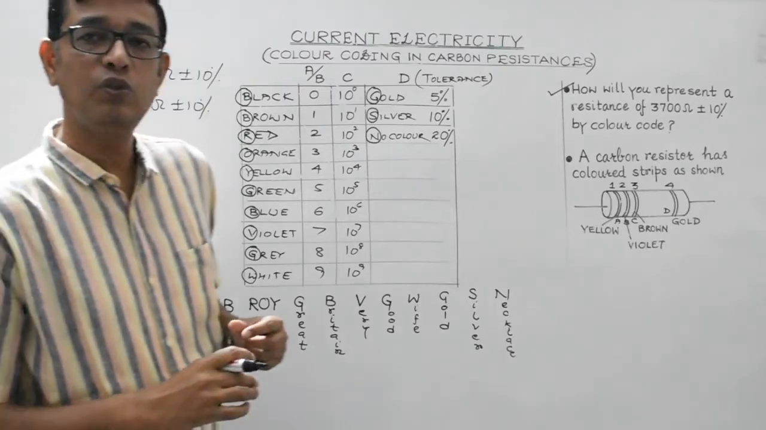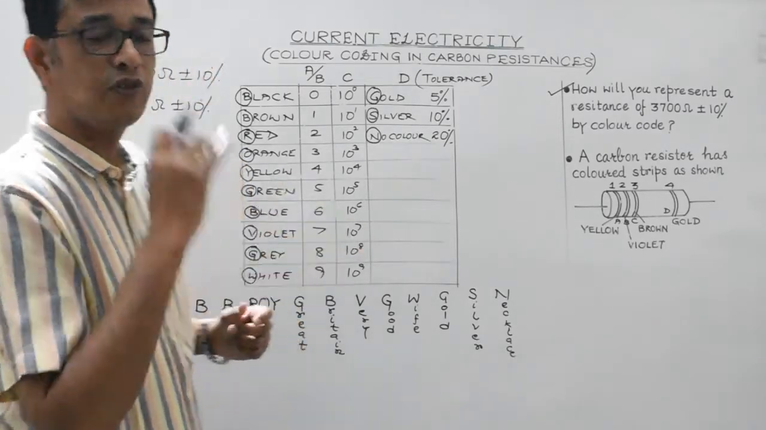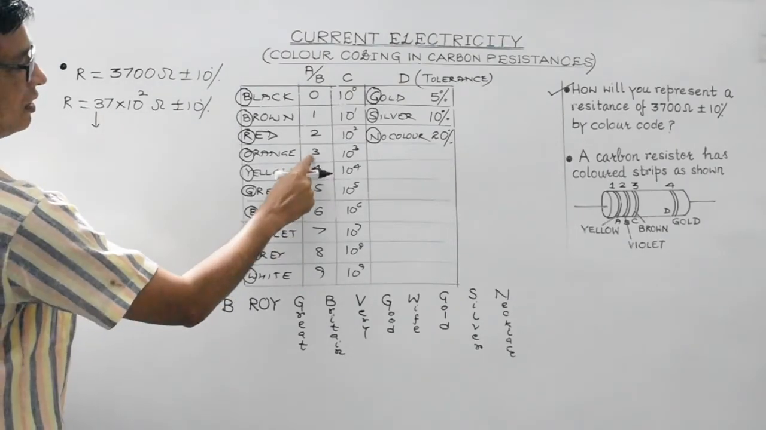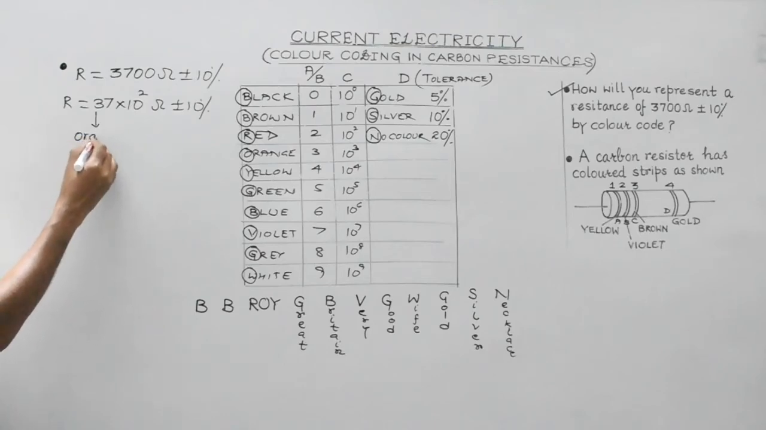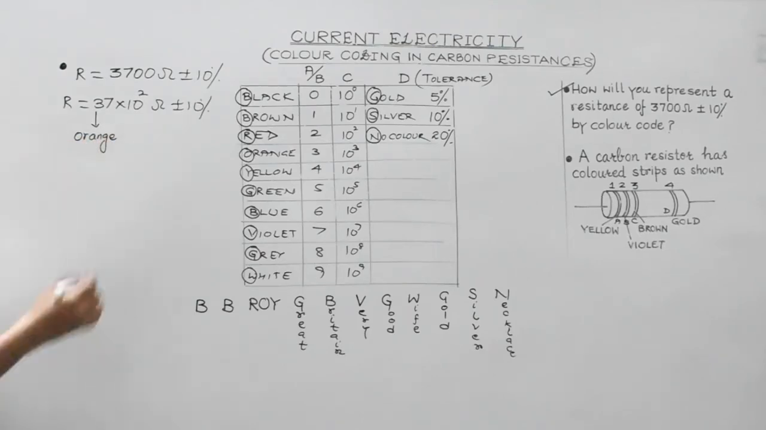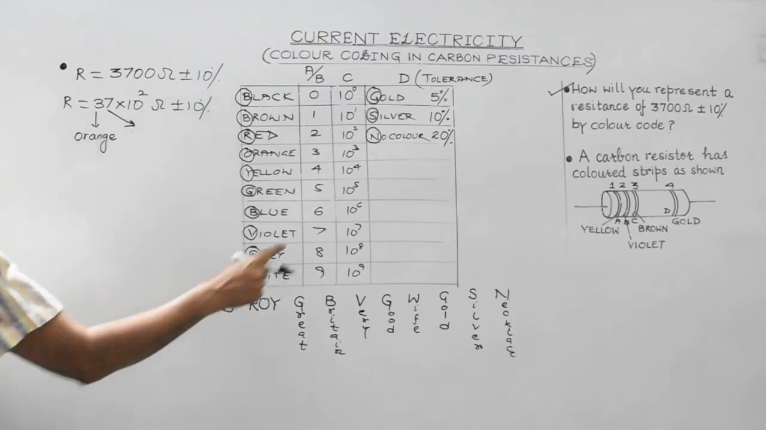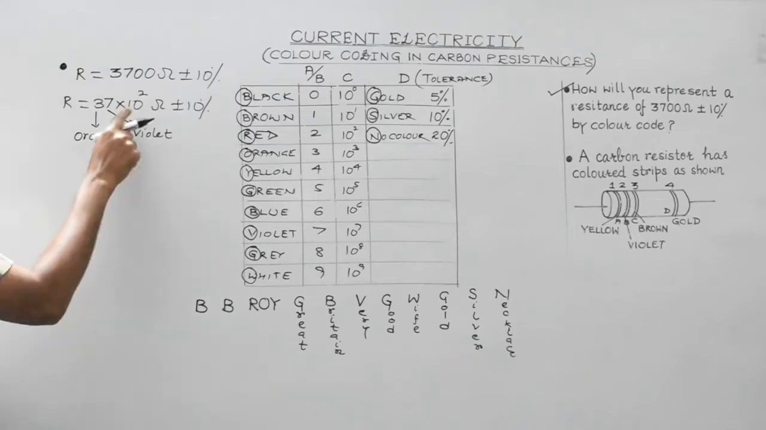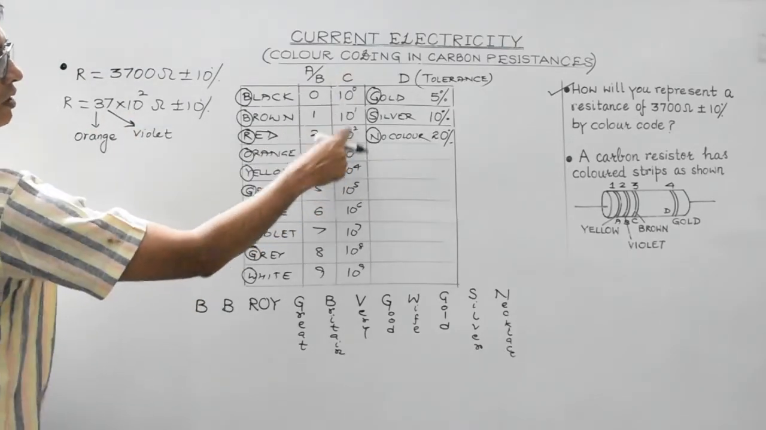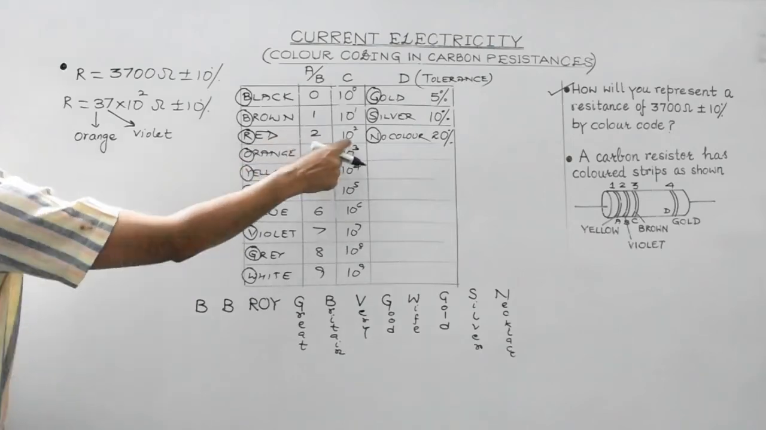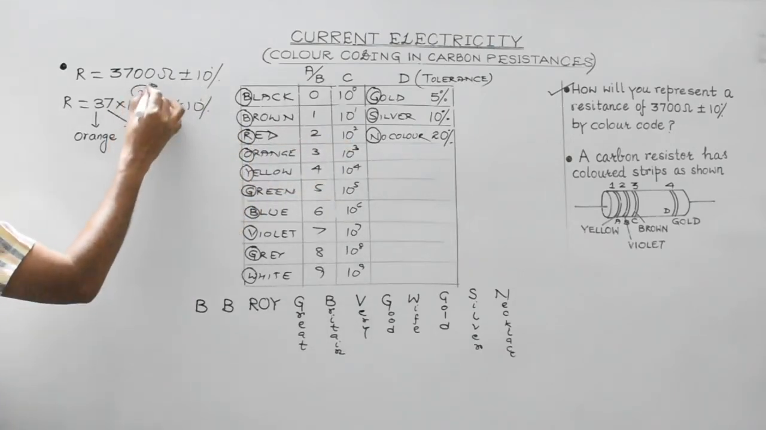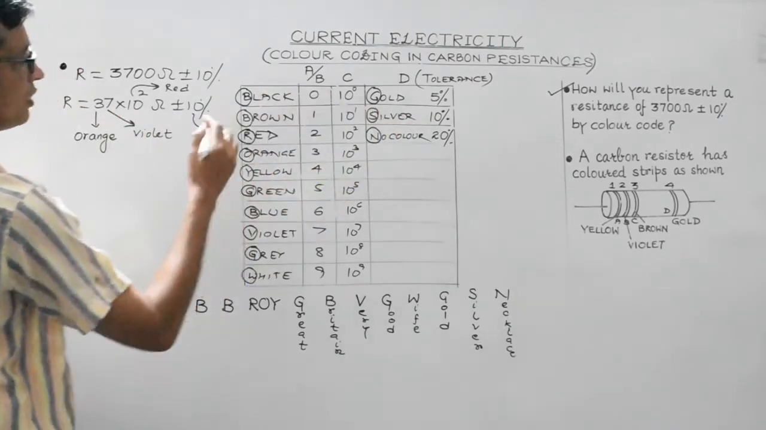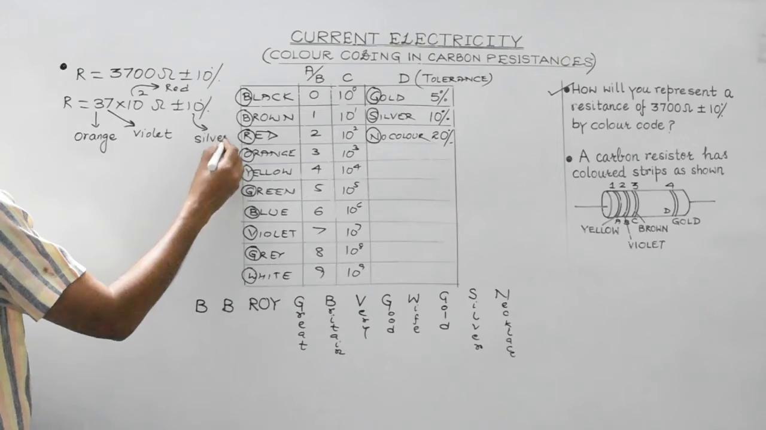So we are supposed to write the sequence of colors. So what will be the first color? 3. It corresponds to orange. The color of the first band must be that of orange. 7. It corresponds to violet color. Right? 10 raised to the 2. Third one, it represents the decimal multiplier. It corresponds to red color. So this one is red. And this is tolerance. 10% is the tolerance, which is silver.